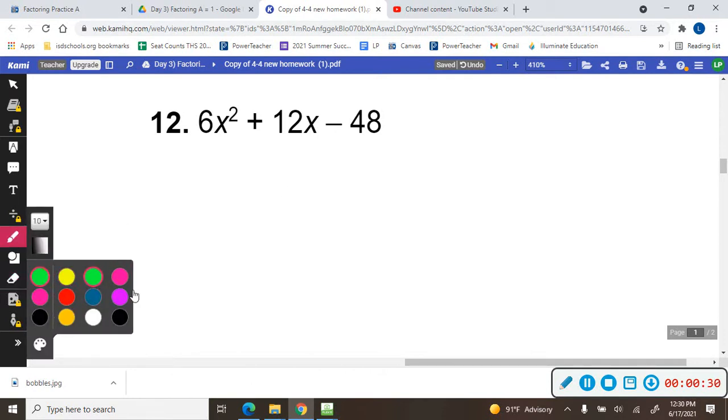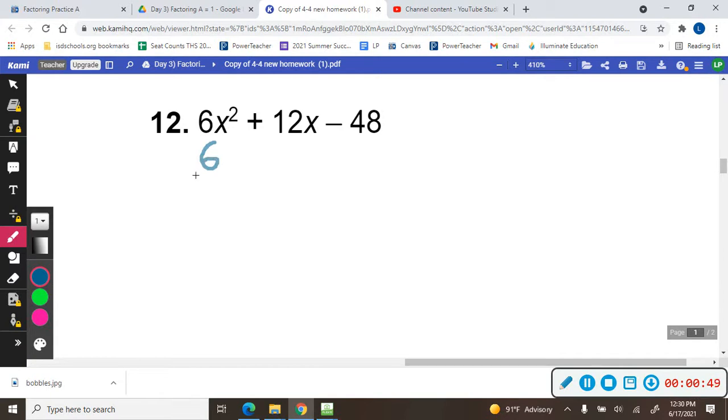And so when I look at these numbers and I start playing with them, I notice that 6 goes into 6, 6 goes into 12, and 6 goes into 48. So when I'm breaking these numbers up, 6x squared is 6 times x times x, 12 is 6 times 2 times x, and 48 is 6 times 8.